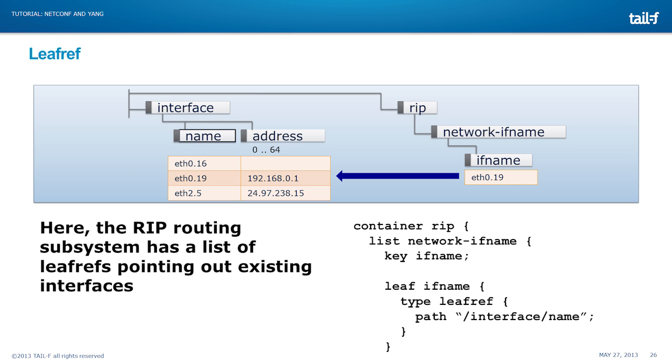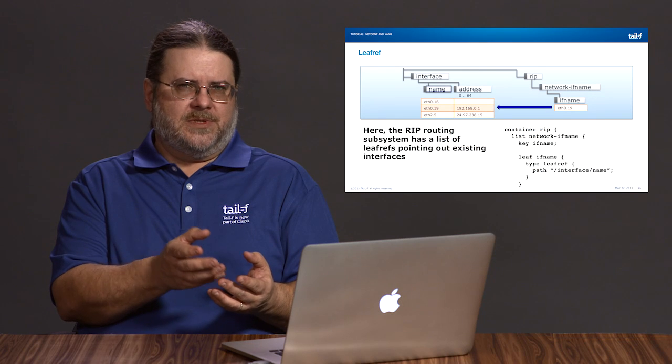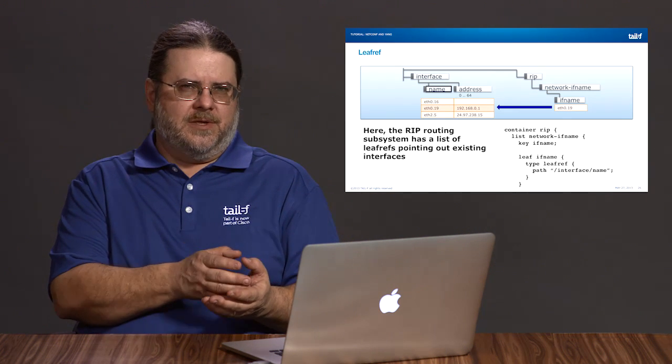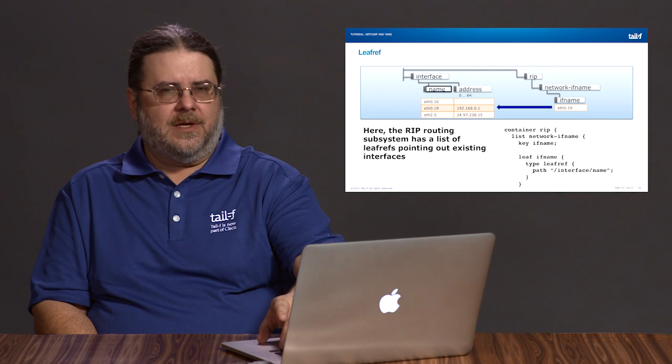Now, also, in this case of, say, IF name pointing to eth0.19, someone cannot go into the interface table and delete eth0.19 because there is an existing leafref that is pointing to it. That referential integrity is maintained. If someone tries to delete eth0.19 from the interface table, they'll get an error because it's being referred to. So this prevents creation of dangling references. They'd first have to remove the reference to eth0.19 from their RIP IF name, then they could remove it from the interface table. So again, all these sorts of integrity constraints are examples of the automatic validation that ConfD does for you, just based on having defined it in the YANG data model.